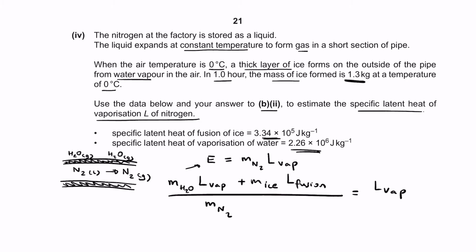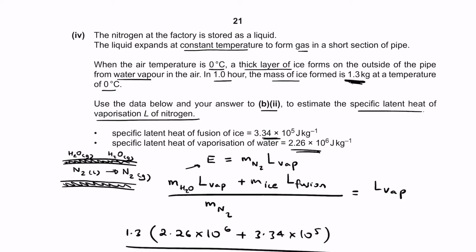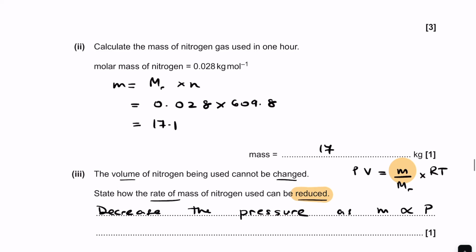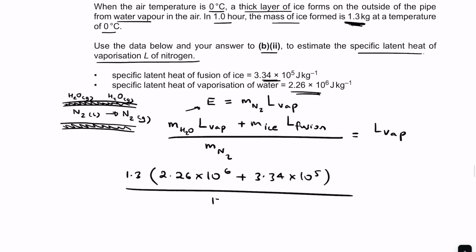heat of vaporization. So if I just put all the numbers in, we know that the mass of water and the ice, they're the same. Given that all the water vapor condenses into ice, it is going to be 1.3 kilos times the vaporization heat, which is 2.26 times 10 to the 6, plus the fusion, which is 3.34 times 10 to the 5, and all divided by the mass of nitrogen, which we calculated to be 17 kilograms, so just popping that there. And once you put that in the calculator, you end up getting an answer of 2.0 times 10 to the 5 joules per kilogram.